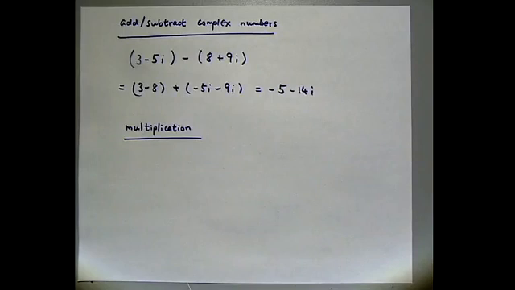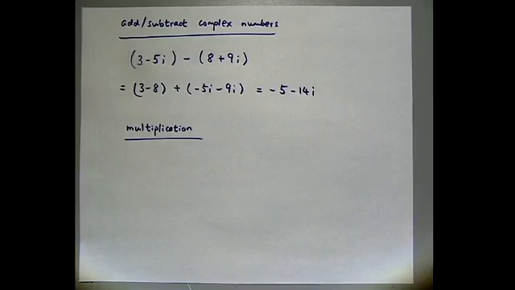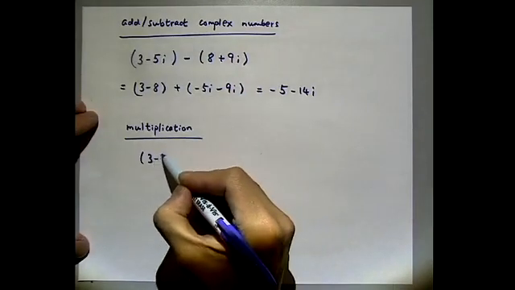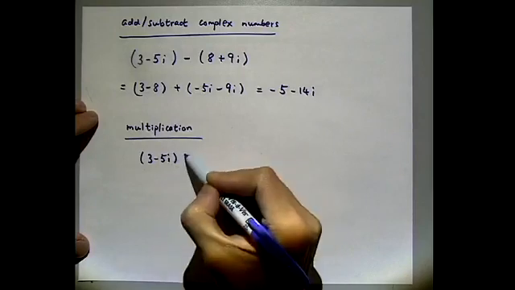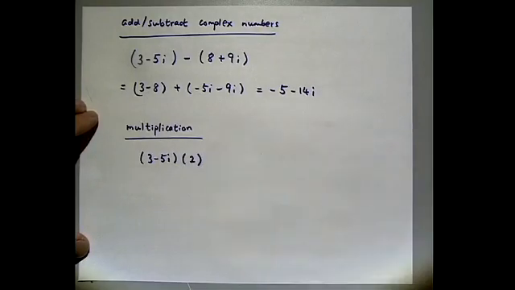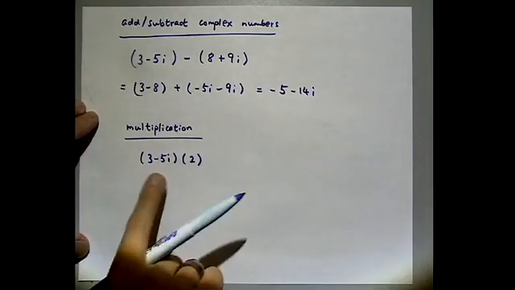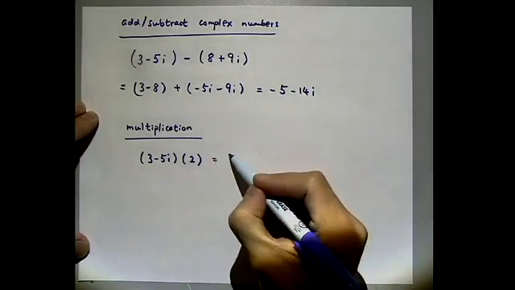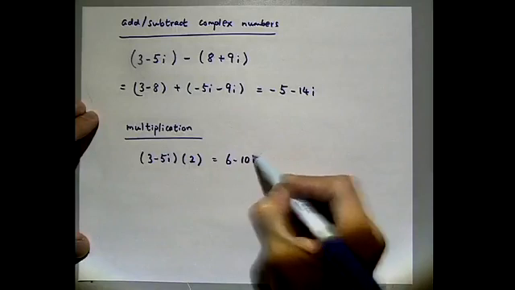Let's look at now how we can multiply complex numbers. And it's pretty easy when you're multiplying a complex number by either a real or imaginary number. Like in this case, this is a complex times a real, right? So this is pretty easy. 6 minus 10i.